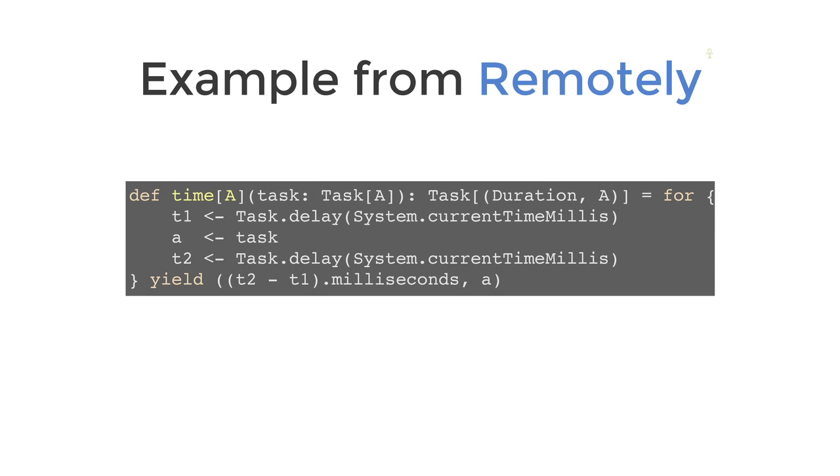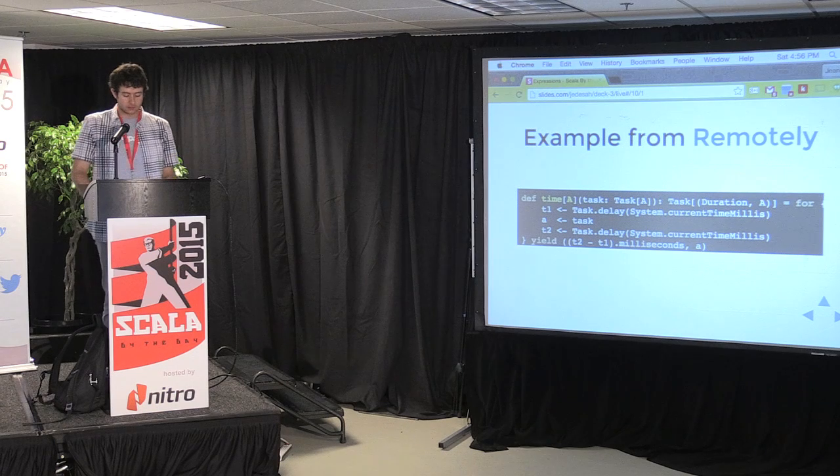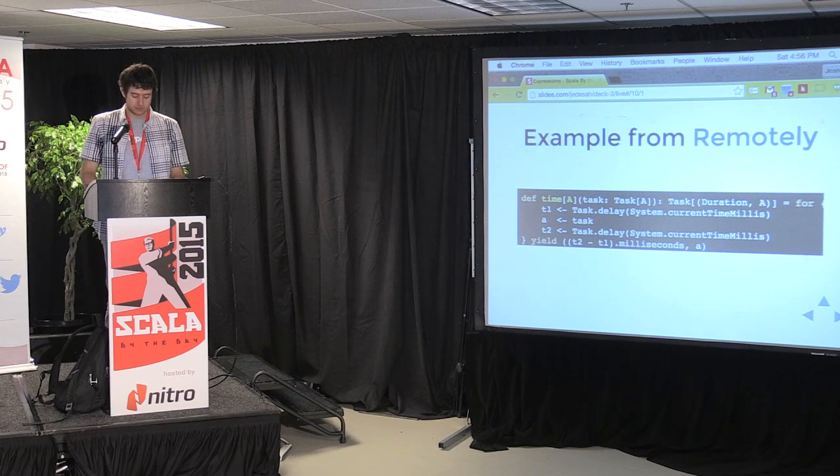So this is an example taken from Remotely, which is an open source RPC that I worked a little bit on. And here we have an example of a for comprehension where we call task.delay on System.currentTimeMillis. So this is a function time, which takes a task and produces a new task, which is going to produce the same result, and a duration, so how much time it took to produce that task. And we implement it with a for comprehension: we do current millis, then we execute the task, and then we check the current millis again, we subtract the two.